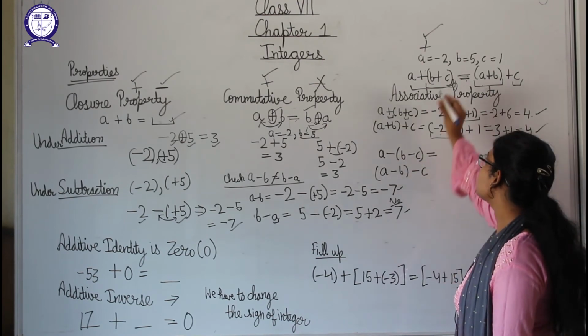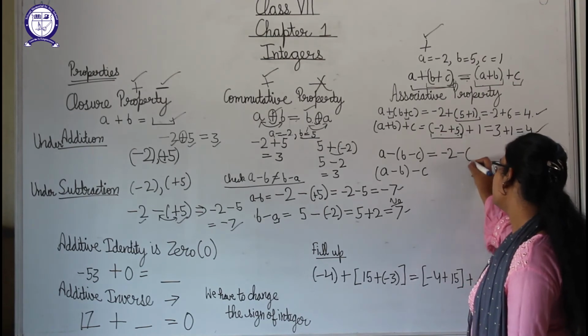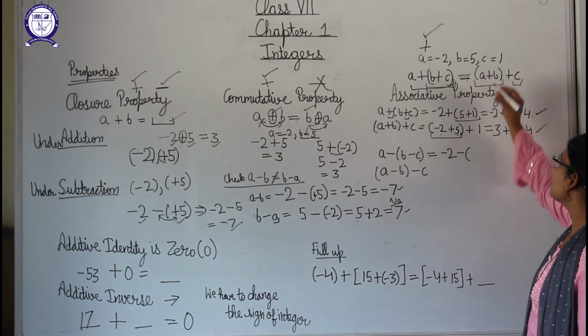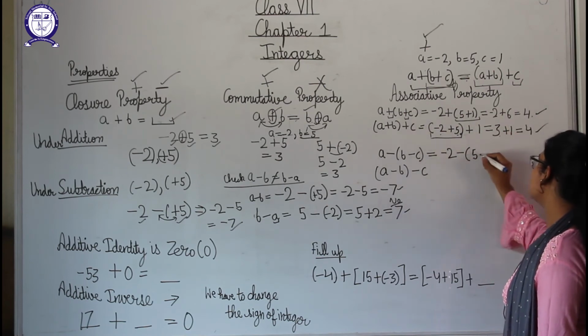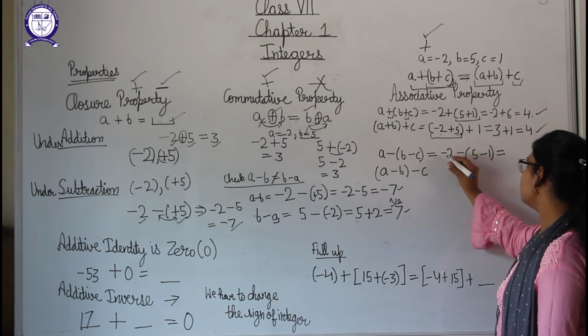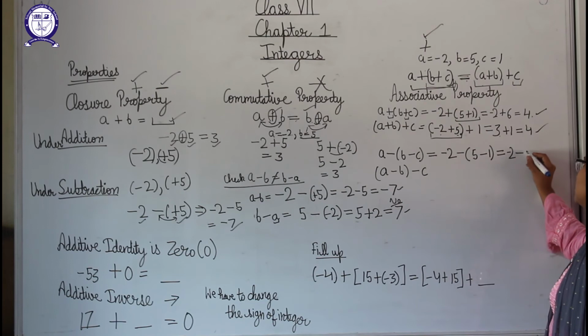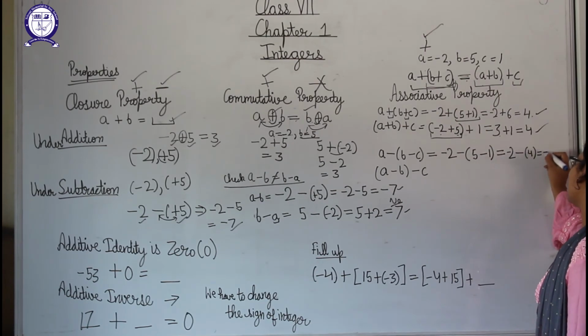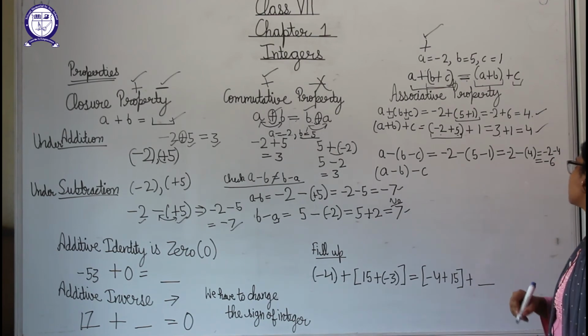Okay, so here what is A? A is minus 2, then we will put minus sign, then we will start the bracket. What is the value of B? 5, so we will put 5 here, then minus sign is here. What is the value of C? 1. Now we will solve the bracket first. It is minus 2 and minus sign is here. Now 5 minus 1 is 4. Okay, now minus 2 minus 4. What is the answer? Minus 6 is our answer.